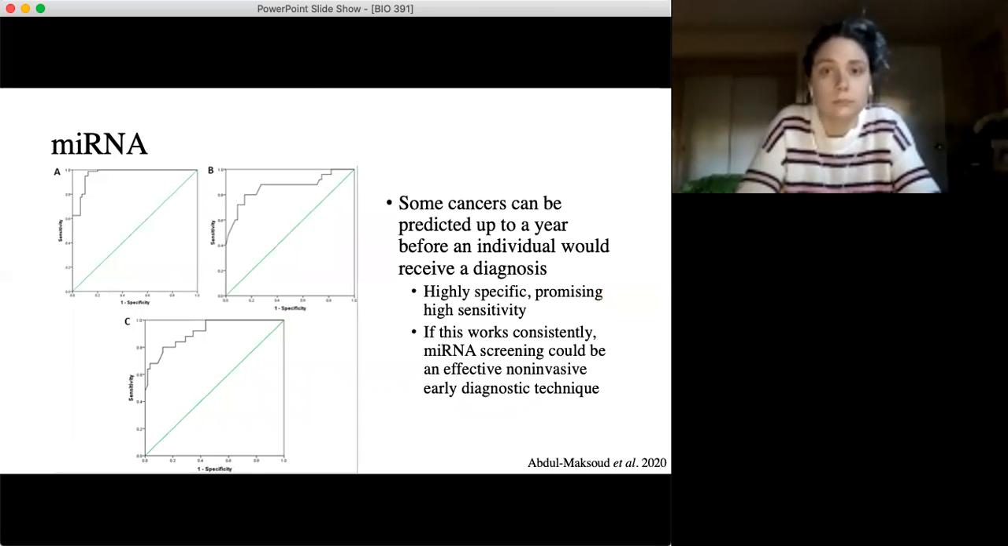So the predictive power of these is pretty high, and it's suggested that some cancers could be predicted up to a year before an individual would receive a diagnosis with other screening methods. These are highly specific and highly sensitive to the testing methods. As you can see on the left, that black line just indicates that as specificity increases, even at low amounts, it's very selective for the specific RNAs that we're looking for. And if this works consistently, it's really promising for early non-invasive cancer screening.